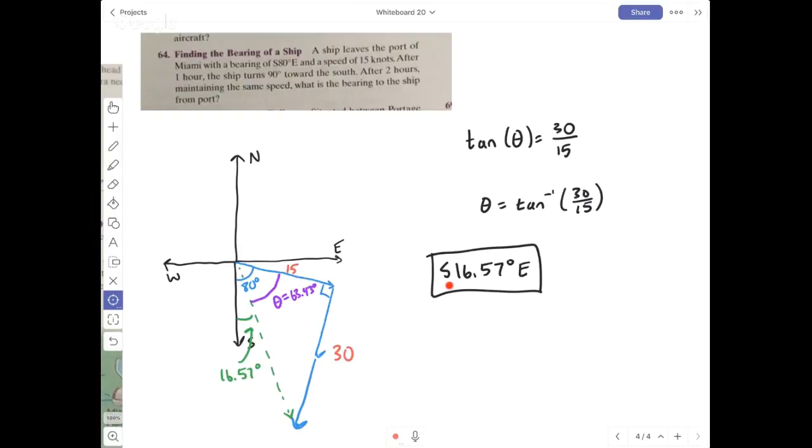Now, you don't have to write bearings like this on your test. I just chose a problem that had north, south, east, and west in it because you're going to have a problem that has north, south, east, and west in it. You don't have to use these bearings, but you do have to know how to set up north, south, east, and west. Any questions about 64 and directions?